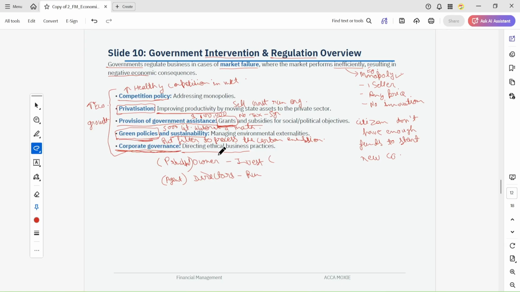Because of these agency and principal problems, you have had a lot of scams in the past, like Enron. Enron is one of the scams, and because of these problems, government has to make corporate governance policy so that businesses perform in an ethical way.